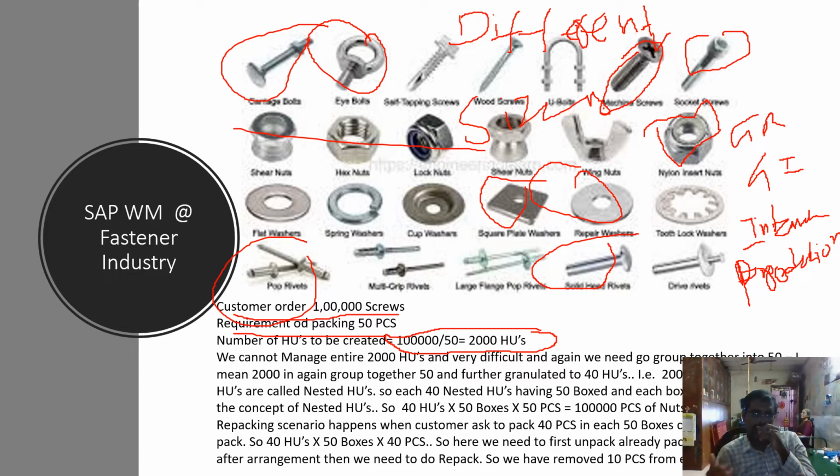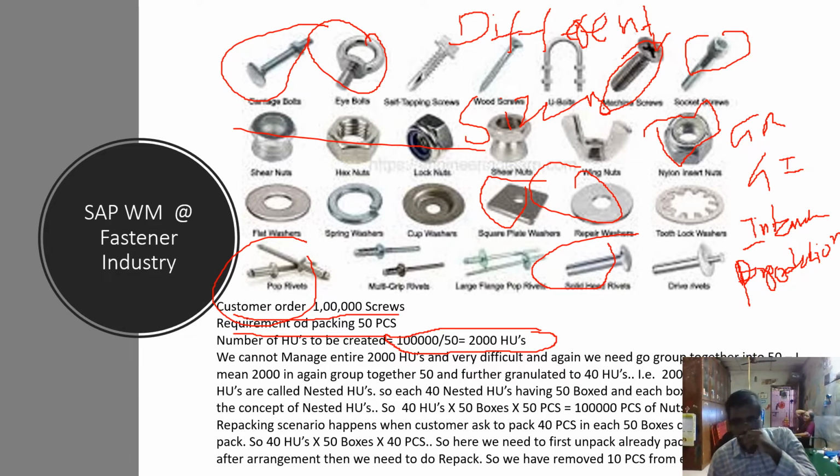So now rearrangement happens. Now at least 40 handling units are created. Okay. If you divide 2000 by 50, we are grouping 2000 handling units into groups of 50, so 2000 divided by 50, 40 handling units are to be recreated. Many people will ask what is nested. This is nested, actually.